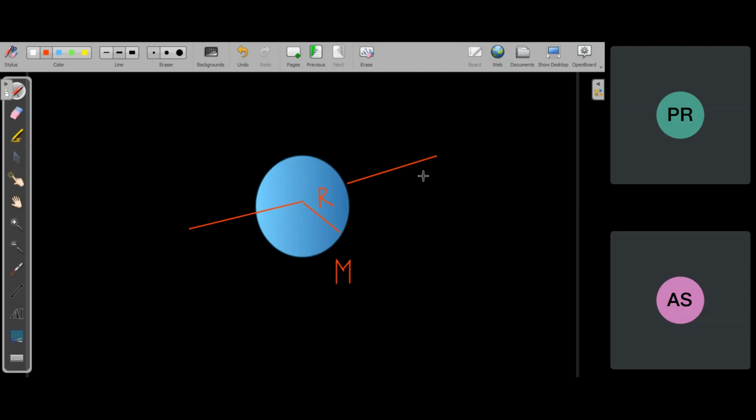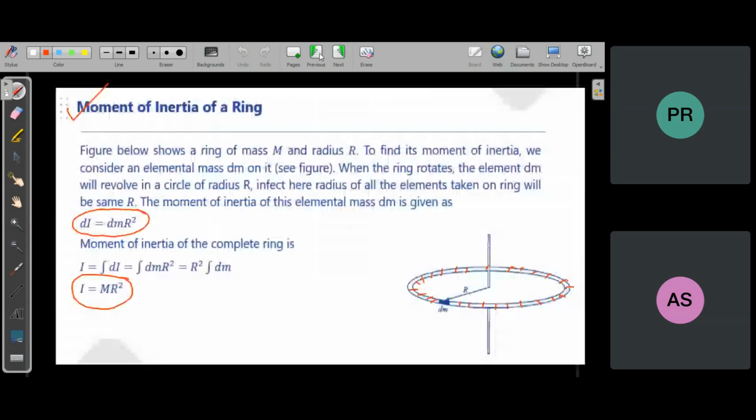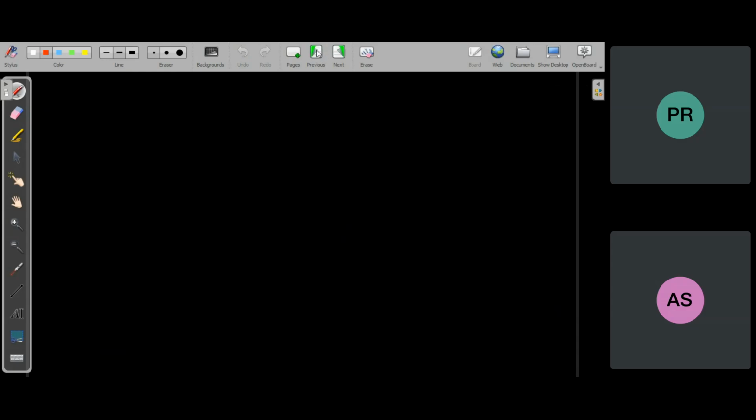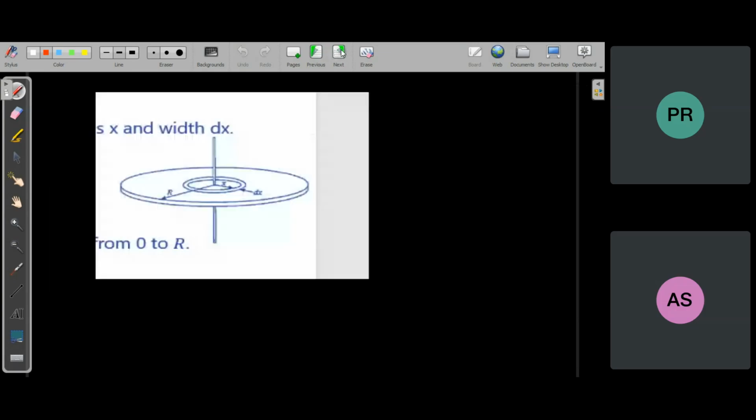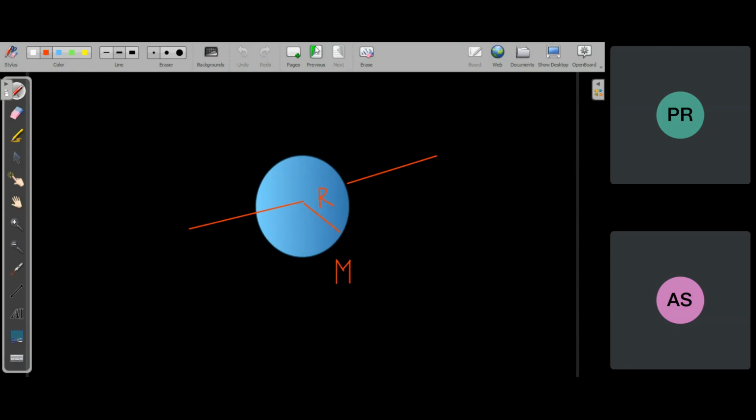Can you do the derivation following the process that we followed for the rod? Just follow the same process that we did here. First we chose one element, then we calculated the moment of inertia of the element, then we integrated, which means adding the moment of inertia of all the small elements. That is done by a process called integration.